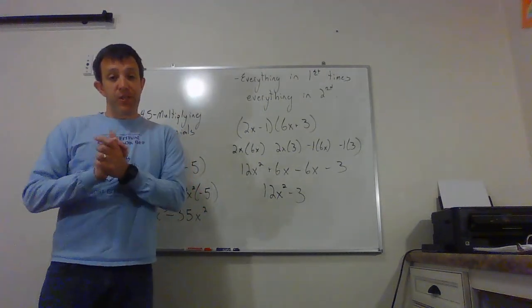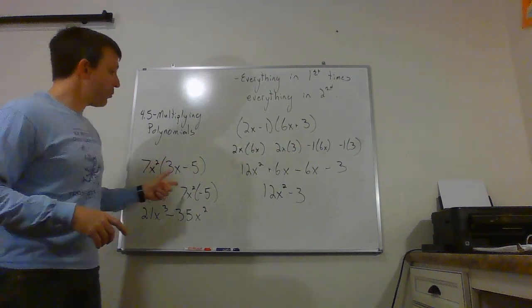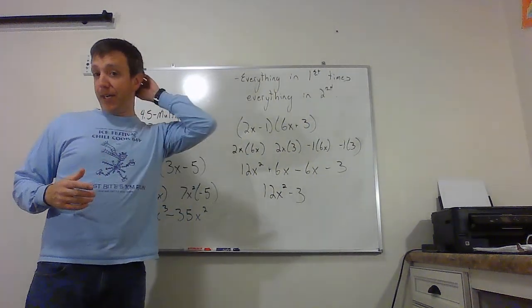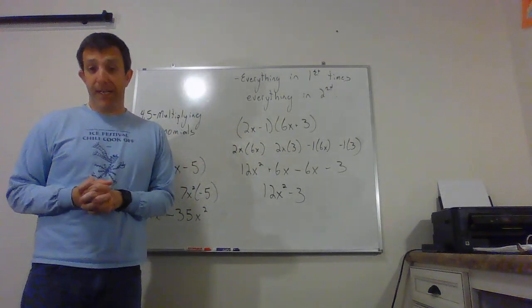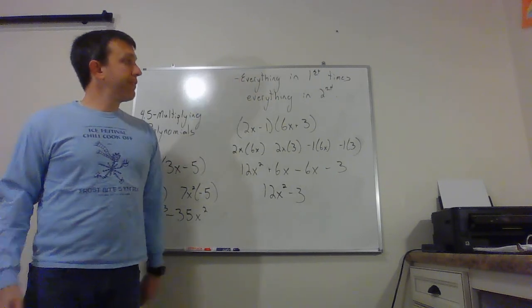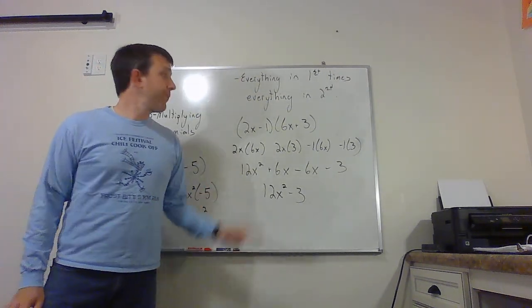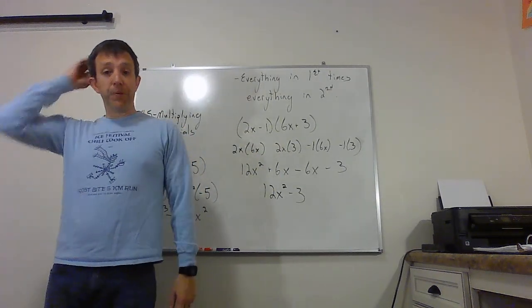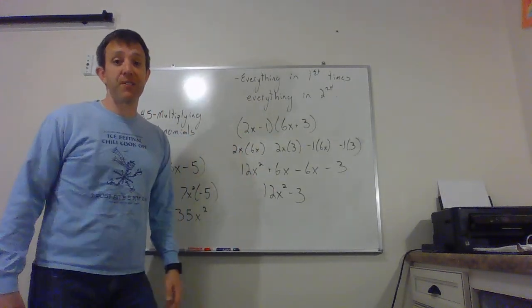All right, so we've done that. That's really not very new. But we're going to keep making this bigger and bigger and bigger. So really what I like to say is that what we're going to do is the distributive property on steroids. Everything in the first times everything in the second. So here's an example. This one's still not too terribly big. I'll do a really big one on the next board for you. But this is still actually kind of small.